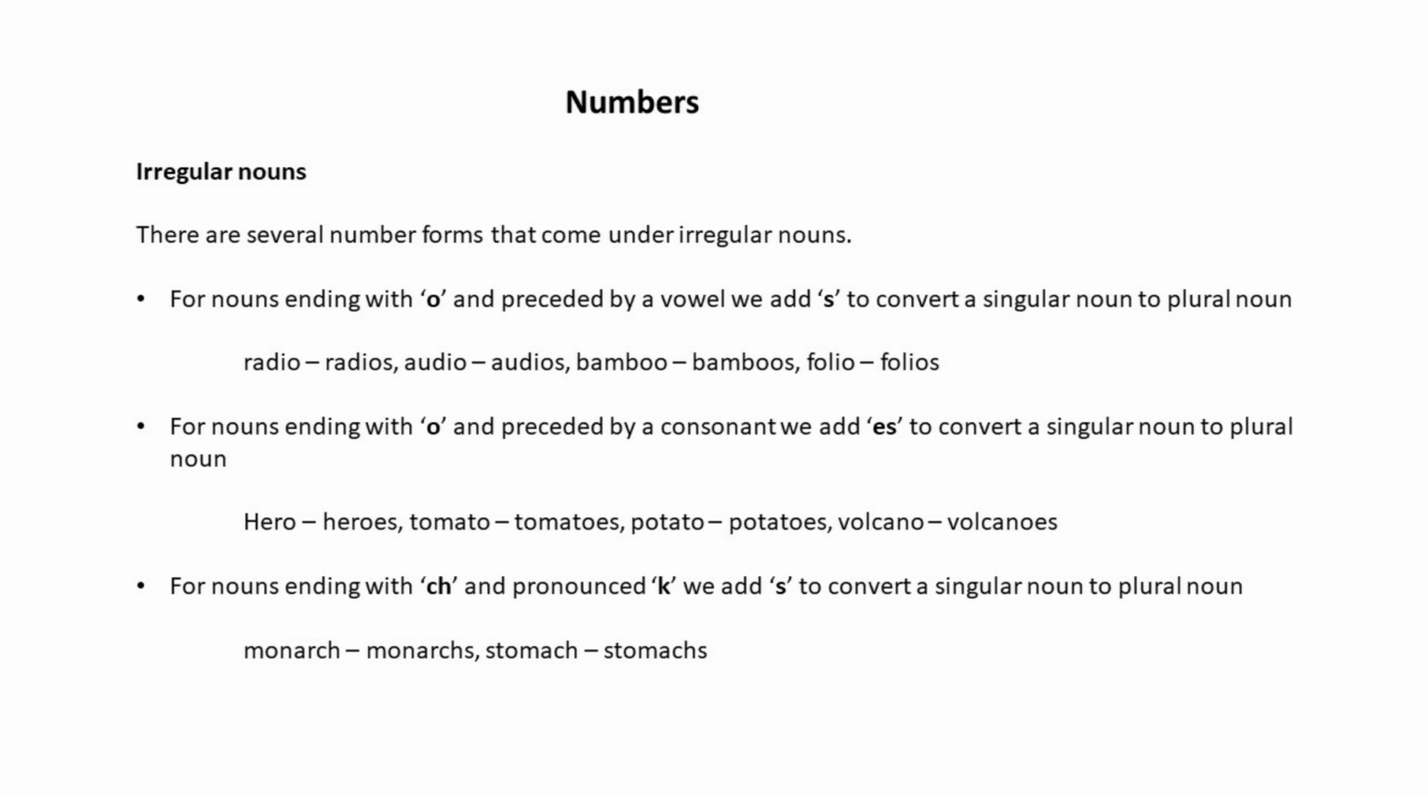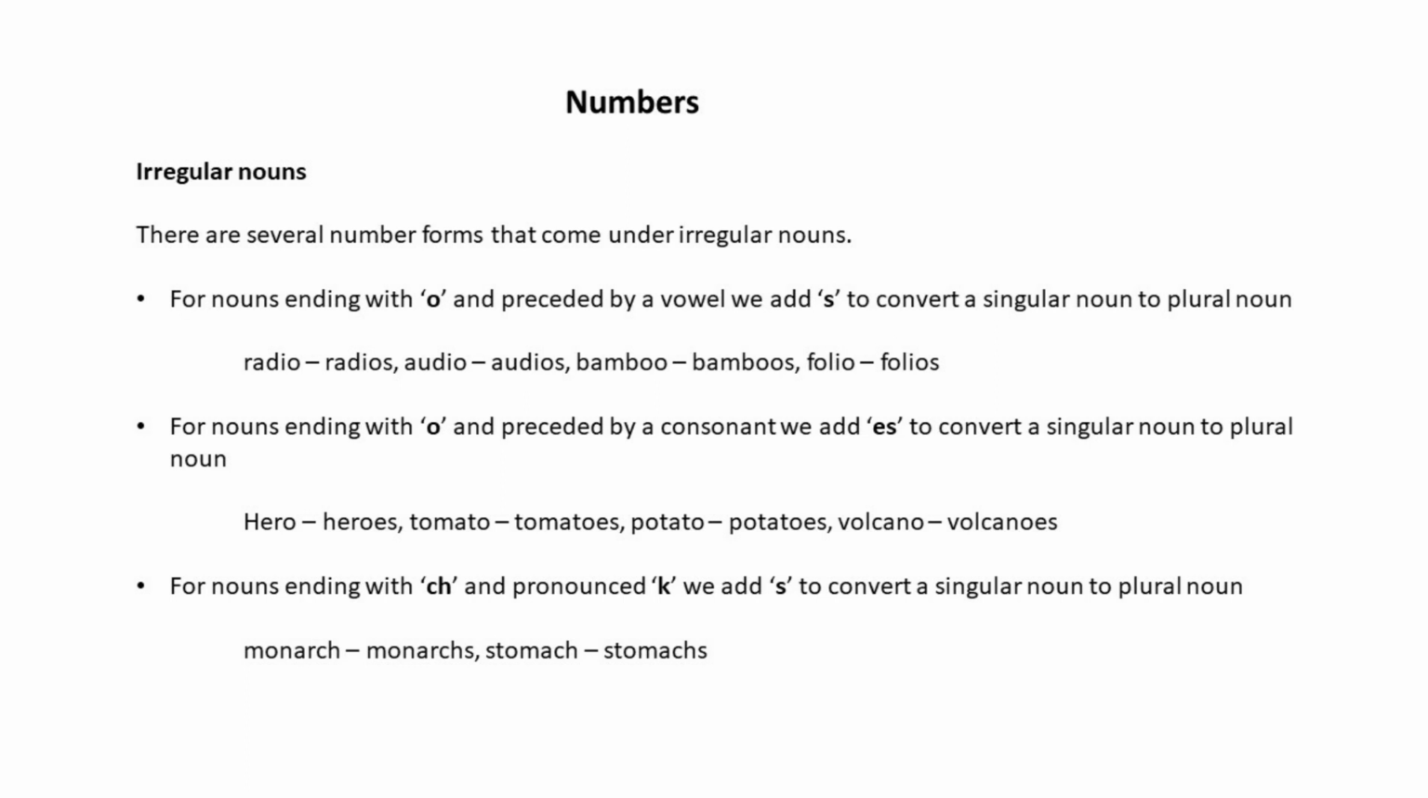The next one is for nouns ending with the letter O and preceded by a consonant, we add the letters ES in the end to convert into its plural form. For all nouns ending with O, if it is preceded by a consonant, then to write the plural form, we add the letters ES at the end.